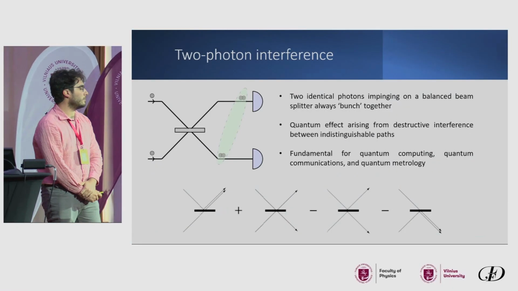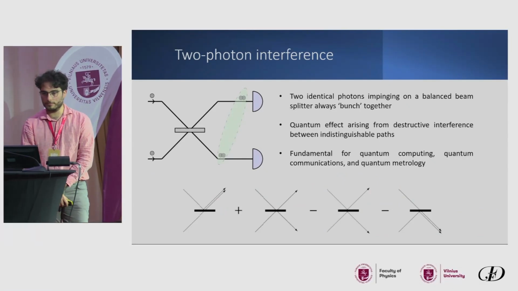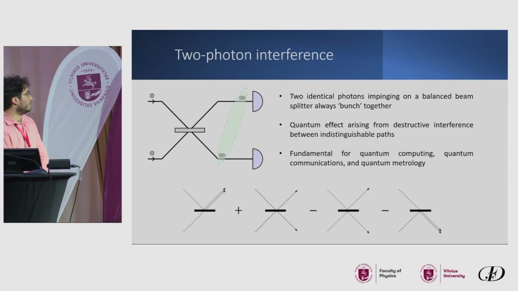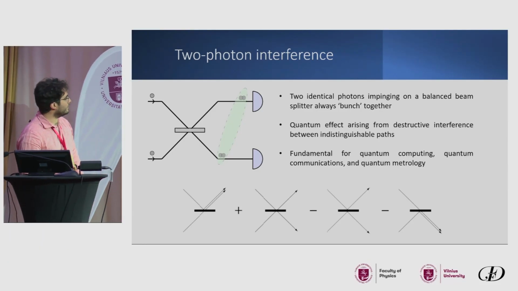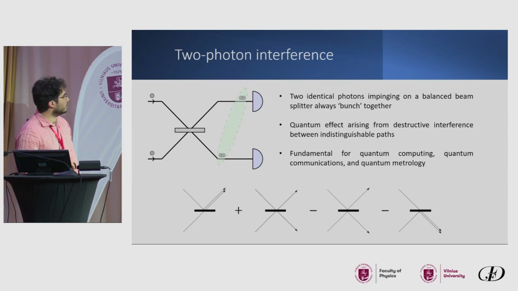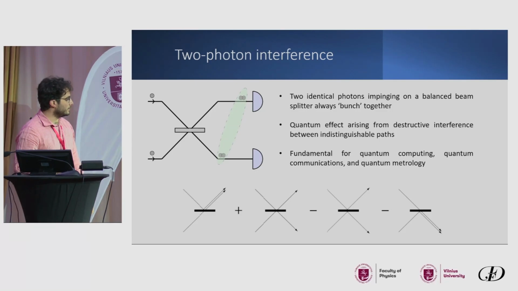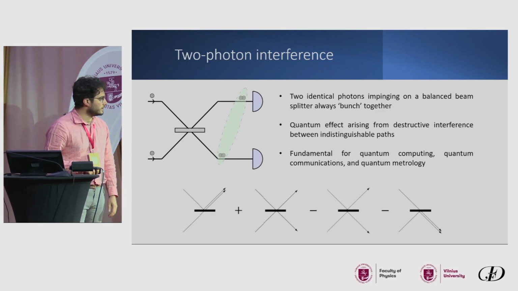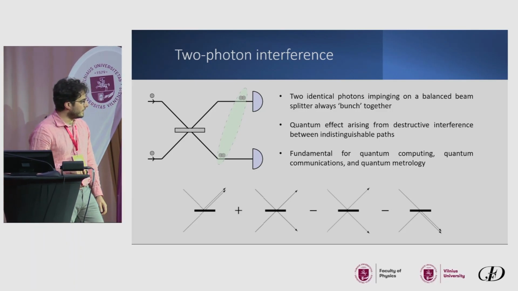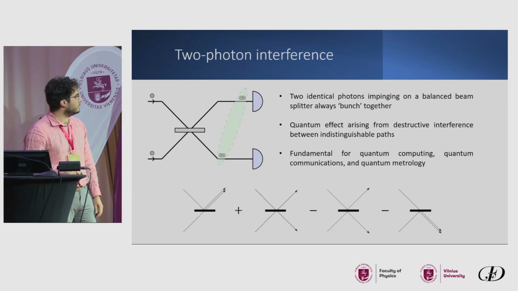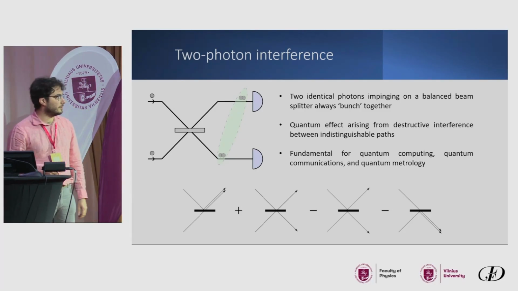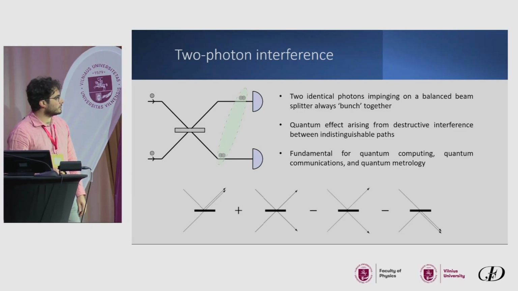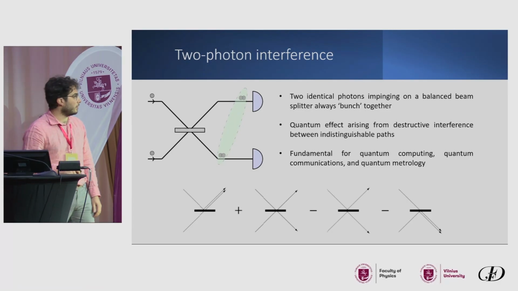Two-photon interference and the Hong-Ou-Mandel effect. I assume most of you are familiar with this, so I'll be very brief. If two identical photons impinge on a 50-50 beam splitter, you will always see them bunching together at the output ports. This is an effect of destructive interference between two indistinguishable paths, both photons reflected or both transmitted. And this is a very interesting effect for fundamental aspects, but also for applications and technology.